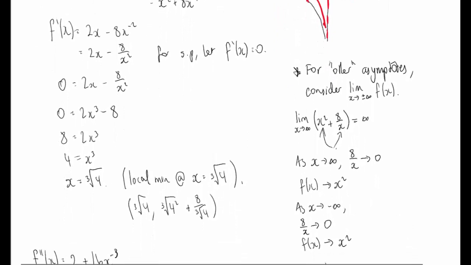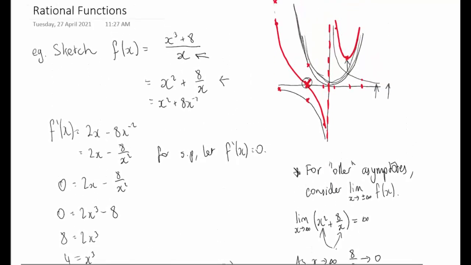So we've just confirmed that x squared is actually behaving as an asymptote in this particular graph, and so we can draw it as an asymptote. Helps if I go through the origin.